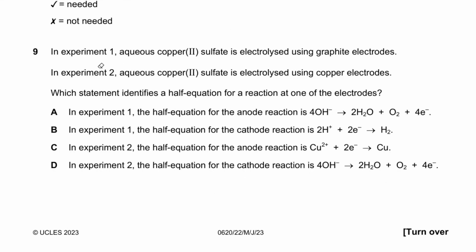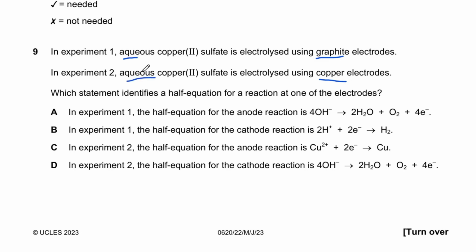Question 9. In experiment 1, aqueous copper(II) sulfate is electrolyzed using graphite electrodes. In experiment 2, aqueous copper(II) sulfate is electrolyzed using copper electrodes. Which statement identifies a half equation for a reaction at one of the electrodes? So let's look at them one after the other. Now, this question compares electrolysis using graphite electrodes and copper electrodes. With graphite electrodes, which are inert, at the anode, hydroxide ions are discharged because it is aqueous.